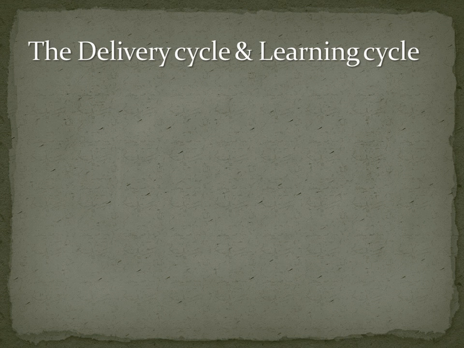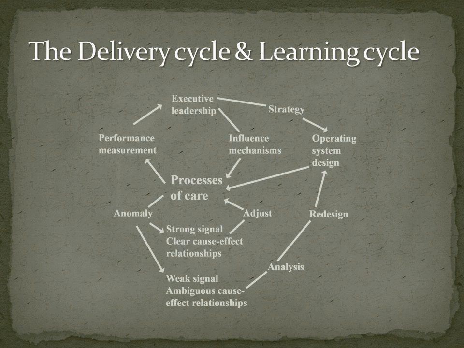In the book, Bohmer mentions an operating system for managing care that comprises two linked loops that function as a delivery cycle and a learning cycle. At the intersection of the two loops, linking them together, are the core processes of care, the decisions and tasks of daily patient care, iterative and sequential.